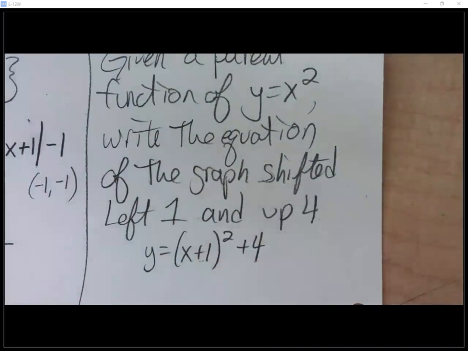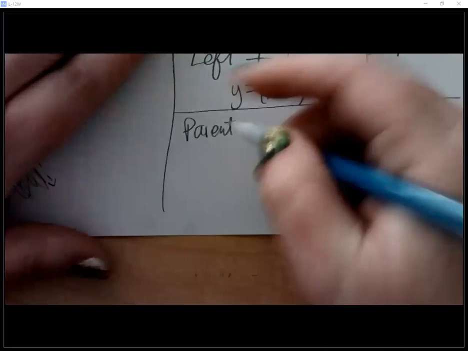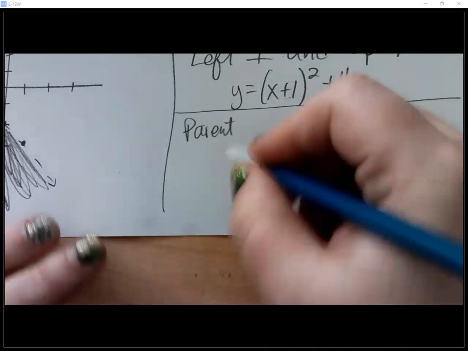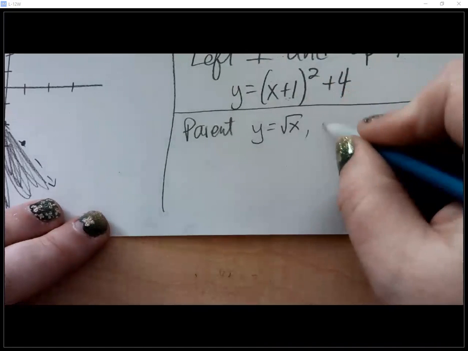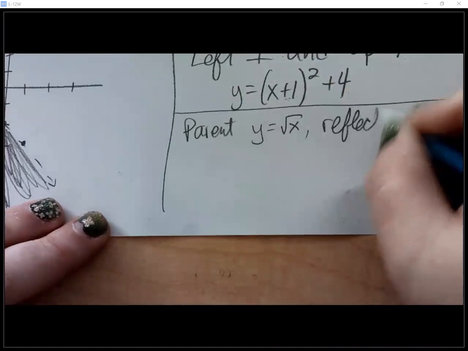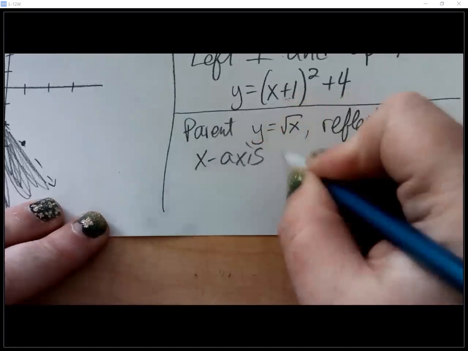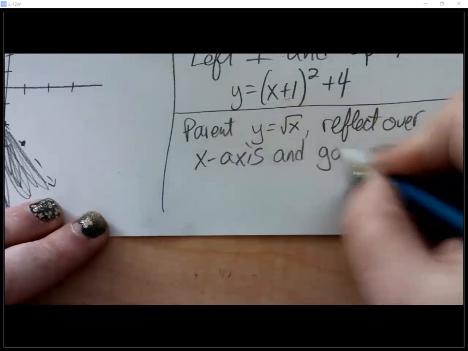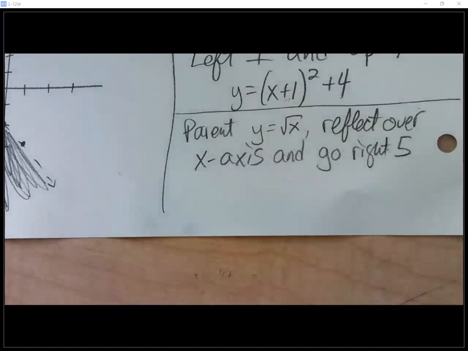Okay, let me give you one more. Let's try this. Same directions. I'm just not going to rewrite all the words. So let's say that the parent function this time is, how about y equals square root of x? And let's do, how about you reflect over the x-axis and go right 5. Try that. What would that equation look like if that's what you did?